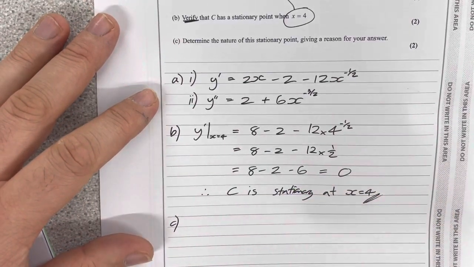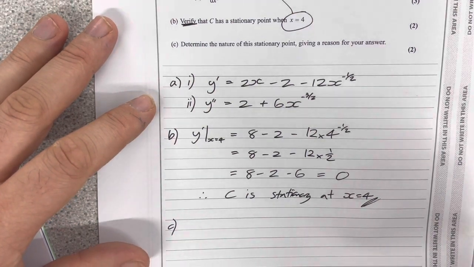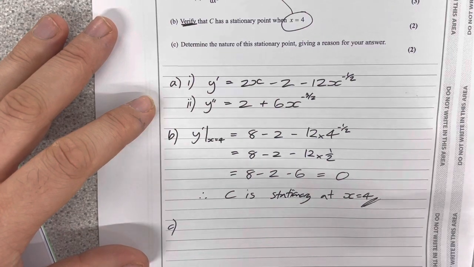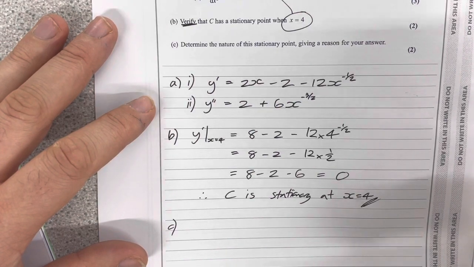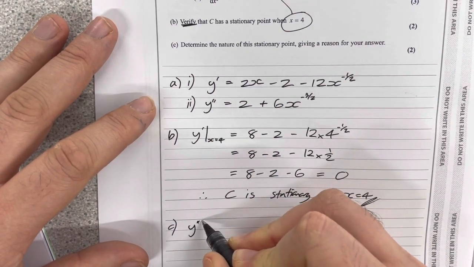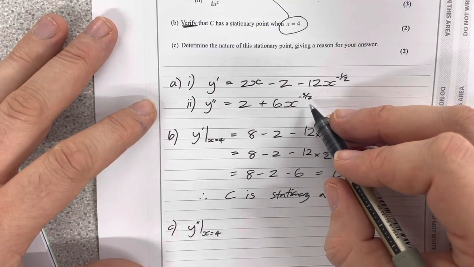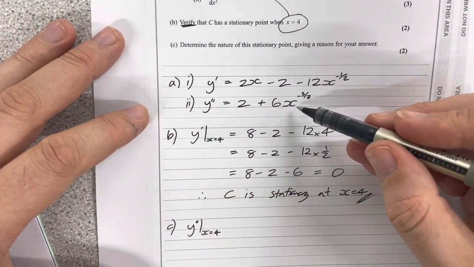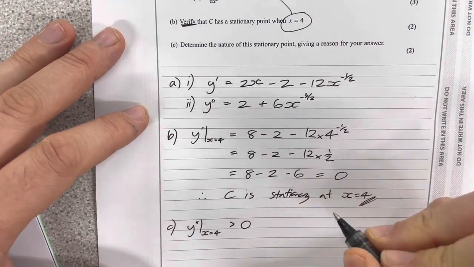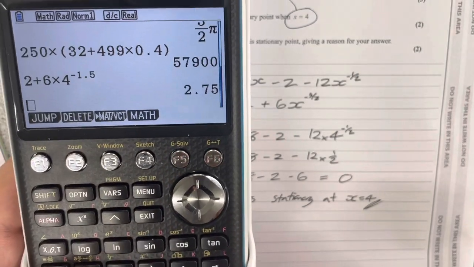Part C. Determine the nature of the stationary point, giving a reason for your answer. So you can either do a gradient profile, which means you move a little bit to the left of 4 and a little bit to the right of 4 and have a look at the gradients there, or we can use the second derivative. As we've already calculated the second derivative, it makes sense to use that. So y double primed at the point x equals 4. I don't actually care what number it is, what I care about is the sign of it. And I've got 2 plus 6 times, well, that's going to be a positive number because I'm plugging x as 4. So that's going to be greater than 0. You could put a numerical value to that, of course. So 2 plus 6 times 4 to the power of minus 1.5, that's 2.75.